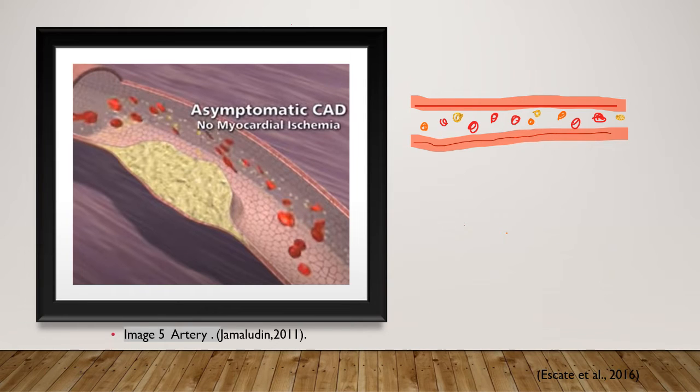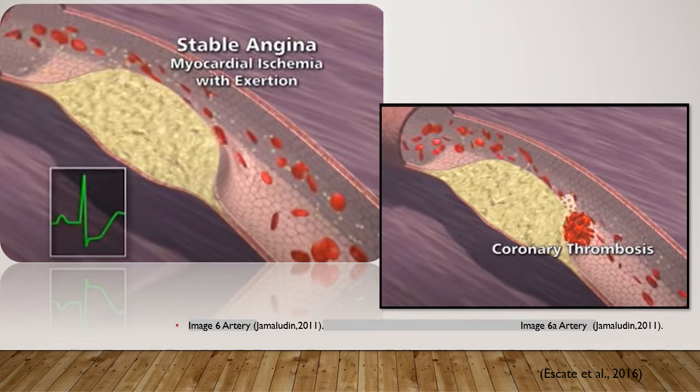Although it looks rather large, blood can actually flow freely, both at rest and during exercise, so no symptoms are felt. So accordingly, coronary artery disease at this point is called asymptomatic coronary artery disease. Now, what do you think happens as that plaque enlarges?